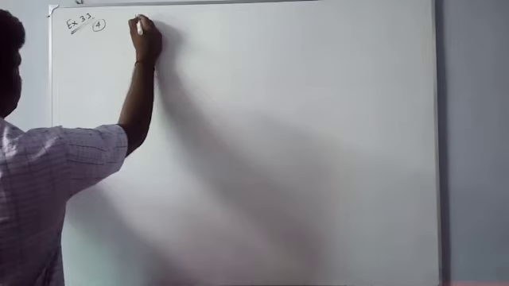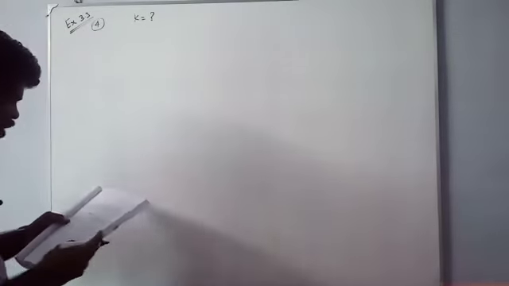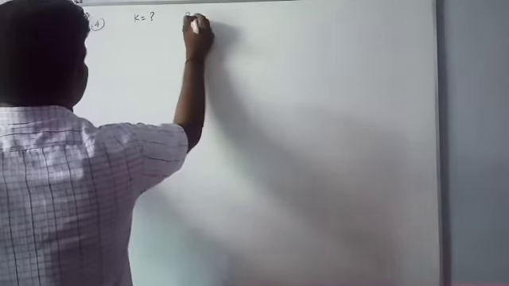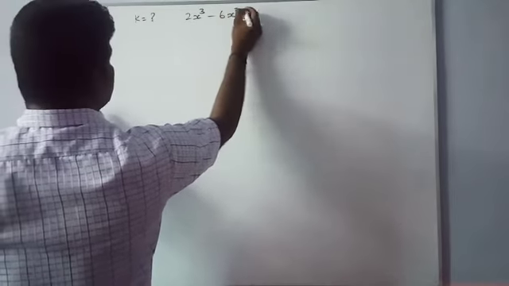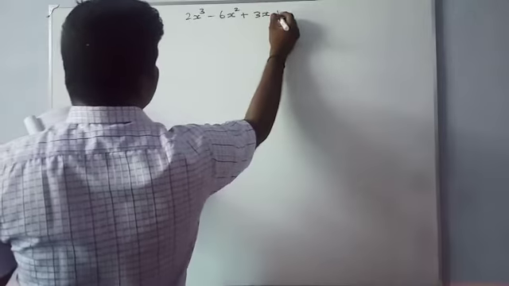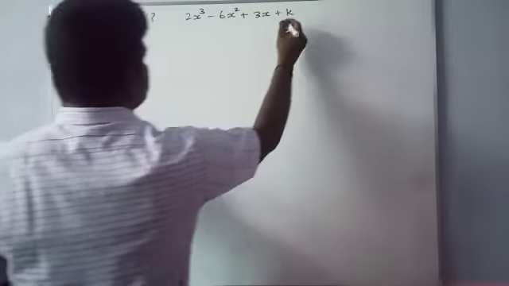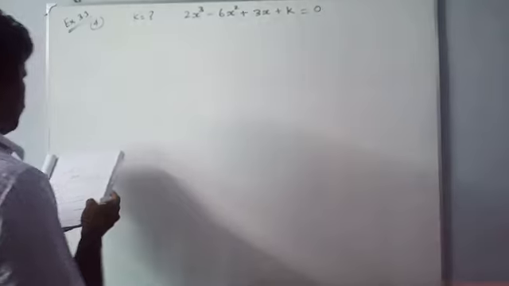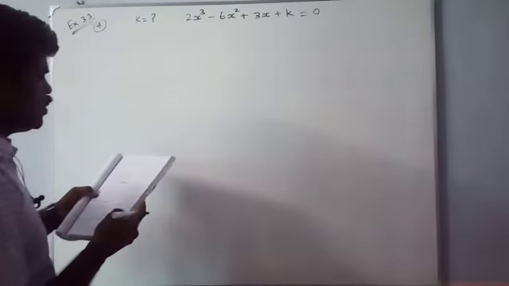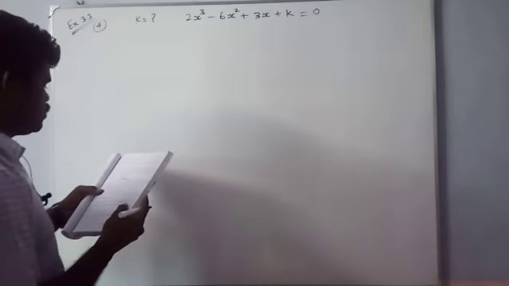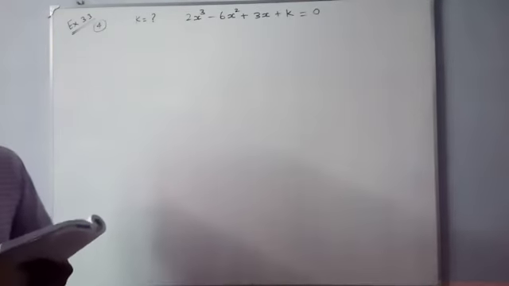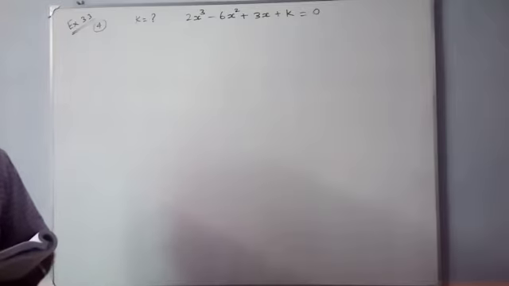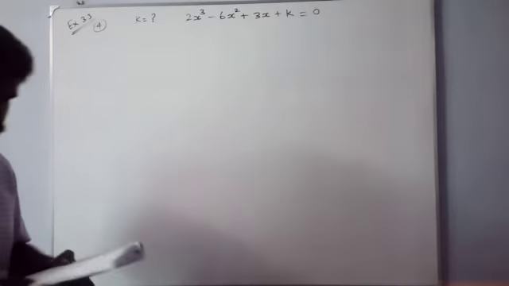Now the fourth sum. Determine the value of k and solve the equation 2x cube minus 6x squared plus 3x plus k equal to 0, if one of its roots is twice the sum of the other two roots. The given concept is that one of its roots is twice the sum of the other two roots.